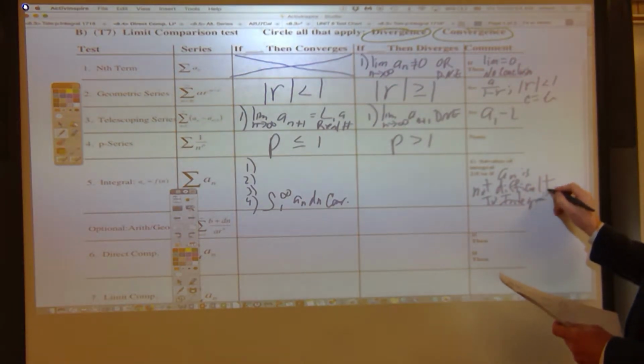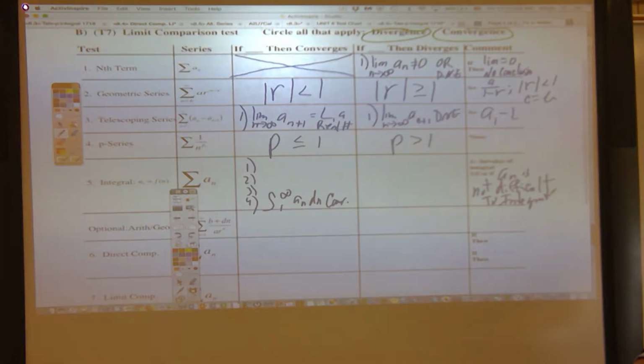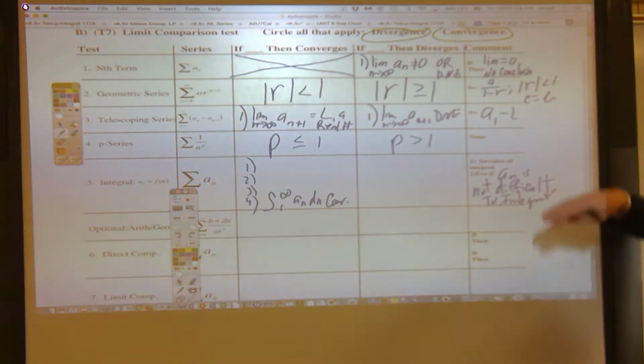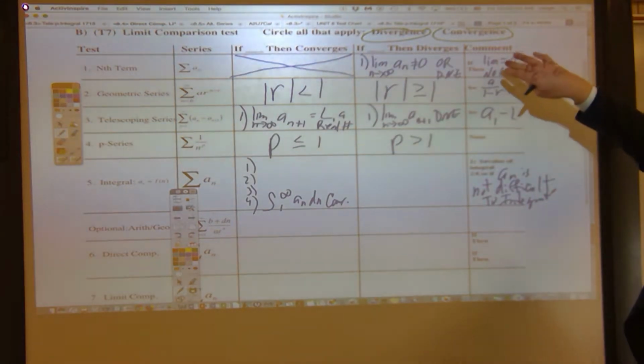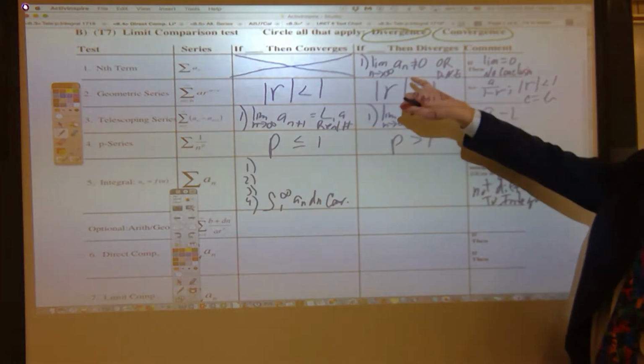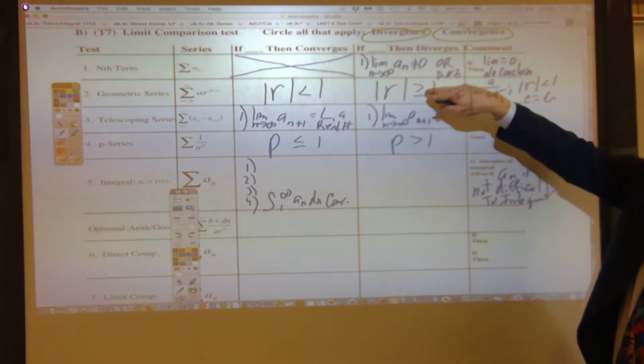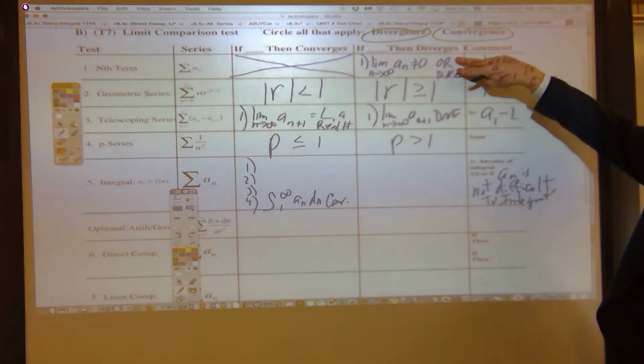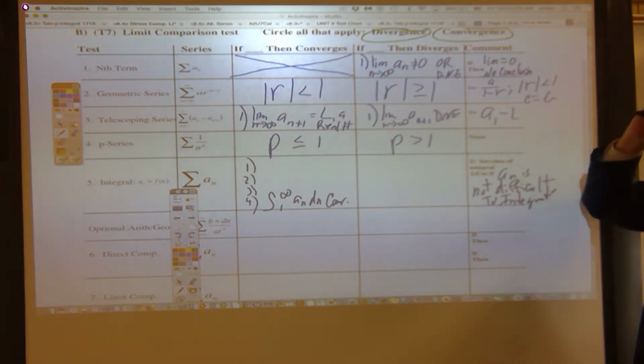All right, let's see what we got here. So nth term test, you can check these in your notes, but remember, if the limit is 0, there's no conclusion. There's 2 ways to get divergence. Either the limit exists but is not equal to 0, or if that limit of the nth term does not exist, then the nth term test gives you divergence.